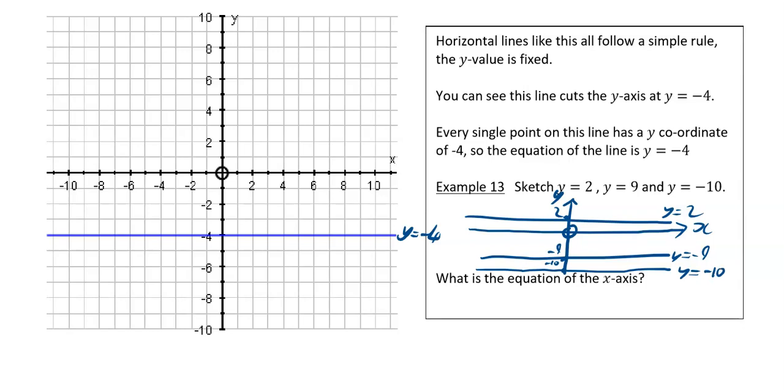And the last thing says, what is the equation of the x-axis? There's your x-axis here, and it goes through 0, so the equation of your x-axis is y is equal to 0. Okay folks, so there you have it. Horizontal lines take the form y equals just a number. Vertical lines take the form x equals just a number. And that is it for your horizontal and vertical lines.